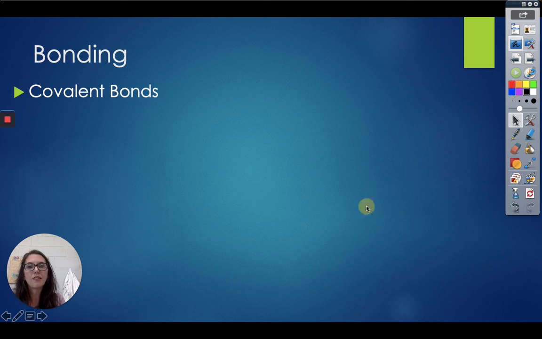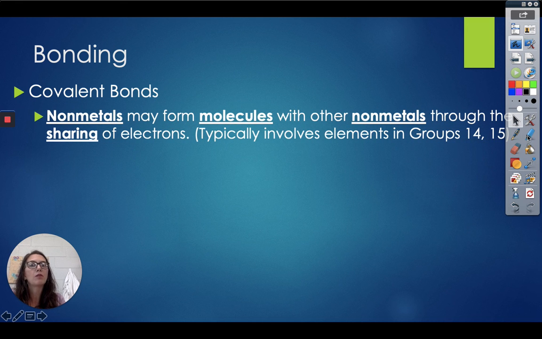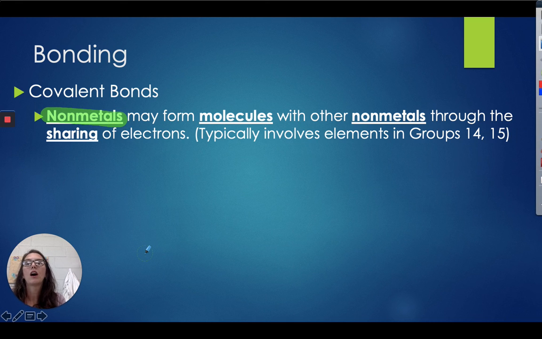All right, so next is covalent bonds. This is going to be between nonmetals. Okay, so definitely want to know that. Only between nonmetals. It forms molecules. Okay, so that's what we call, when you have different non-metal elements that come together. Okay, that's a molecule. And it's all about sharing. So you don't have one atom giving an electron to the other. Instead, they are sharing electrons to fill those outermost energy levels.